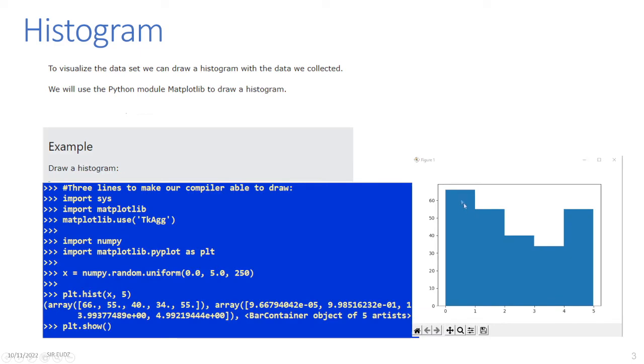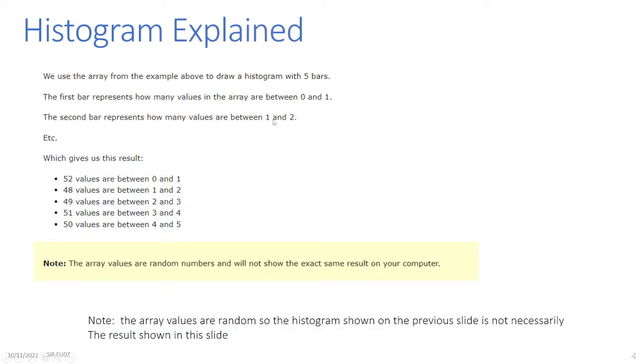The first bar represents how many values in the array are between 0 and 1. So this one represents the number of values between 0 and 1, and then this is between 1 and 2, etc. Okay, so the second bar is between 1 and 2.